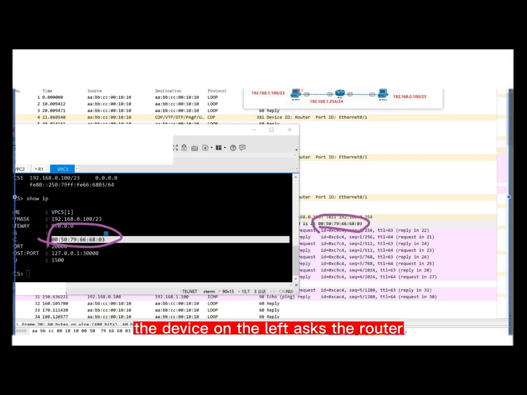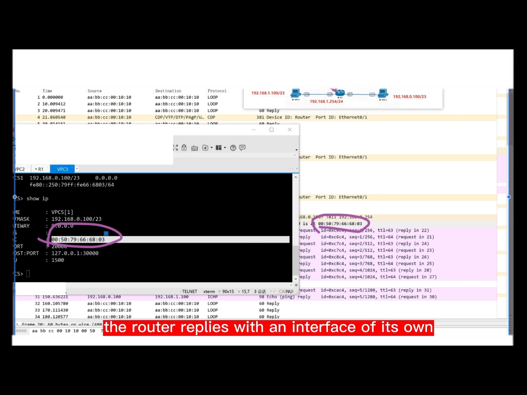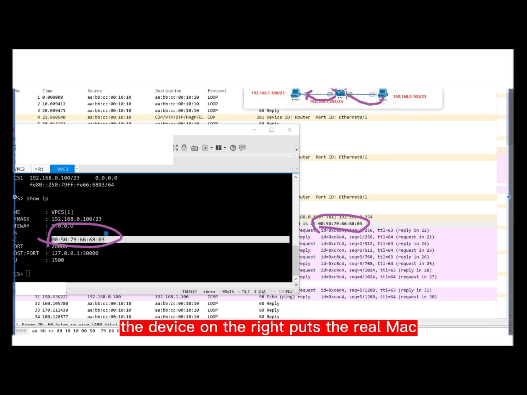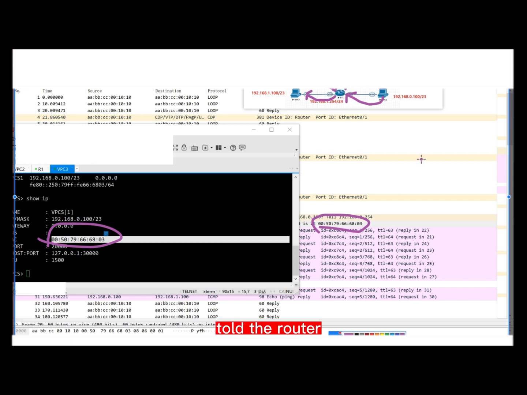The device on the left asks the router. The router replies with an interface of its own. Then the router asks the device on the right. The device on the right tells the router the real MAC. Then comes the final forwarding.